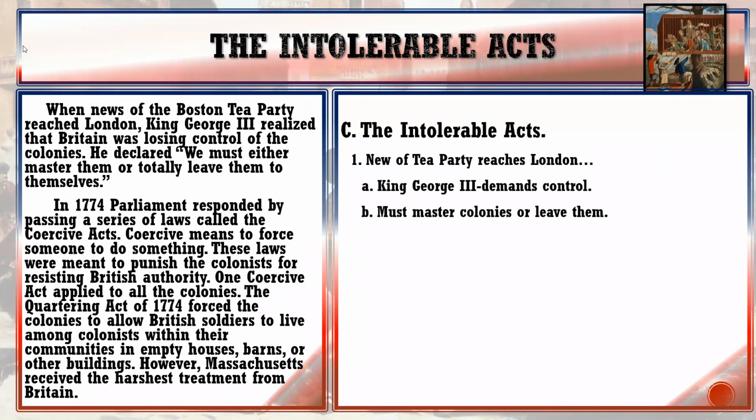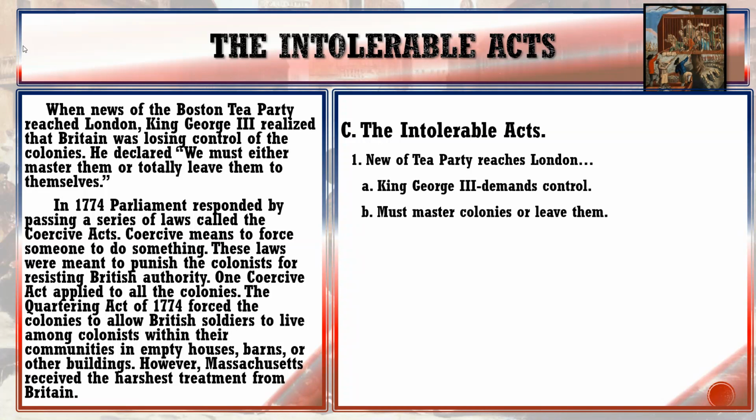So, what did I get out of that, right? This is C, the Intolerable Acts. Okay, I have 1, 2, 3, there's 5 paragraphs here. Holy cow. Okay, this is a pretty long one. First paragraph. News of Tea Party reaches London. King George III demands control. Notice I kind of summarized what he said there. Must master colonies or leave them. I kind of reworded that. It's a little shorter. Done. That's a nice short paragraph. Those are the ones we like. Those 1AB ones are great.